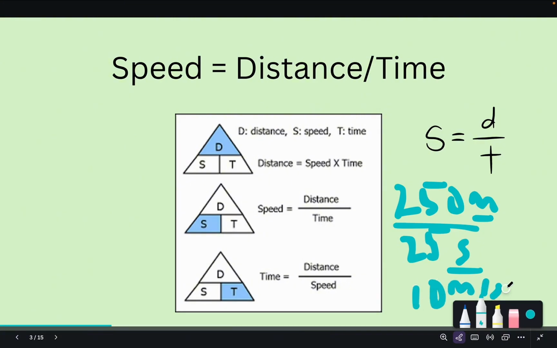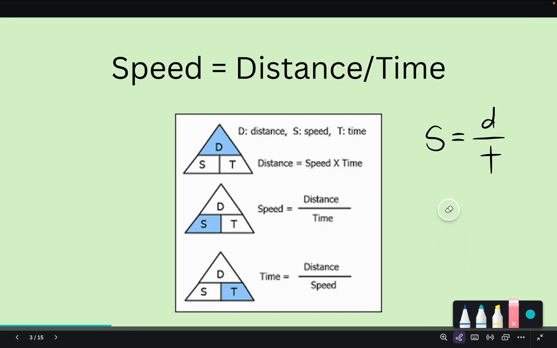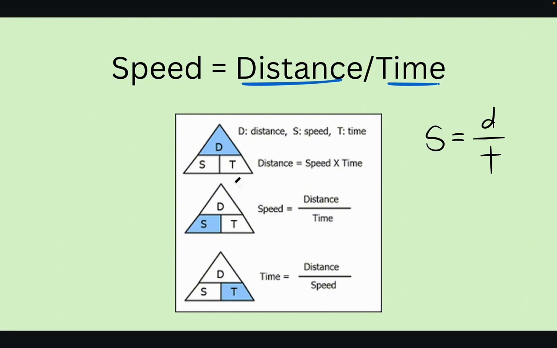Now, the triangle you see here on screen, the one over here, is just basic algebraic manipulation to show how you can get all of the other things. Now, to explain what I mean by other things, what I mean to say is you can also find distance and time with this formula. You just need to move some stuff around.